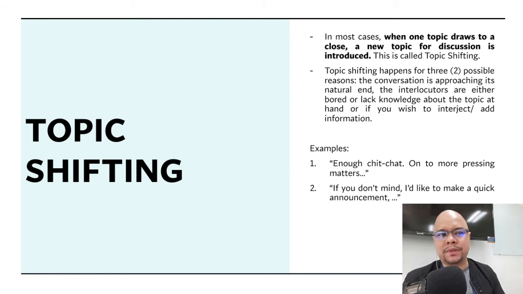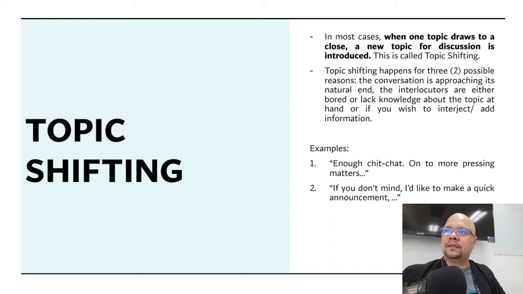Okay, now in times where one topic is already resolved or nothing much can be said or nothing more could be said about a particular topic, this strategy is now used. This is what we call topic shifting. When one topic draws to a close, a new topic might be introduced as the focus of the conversation. And this is called topic shifting. Now, why does topic shifting occur? It occurs because of possible reasons. One, the conversation is approaching its natural end. At some point, even when you know this person, your conversation will eventually die down.